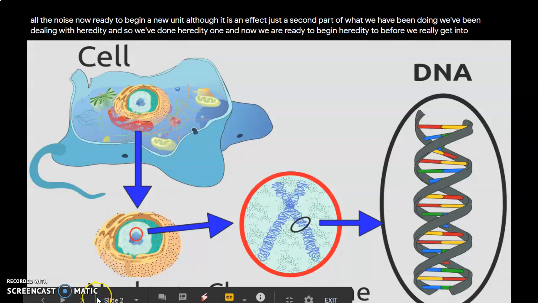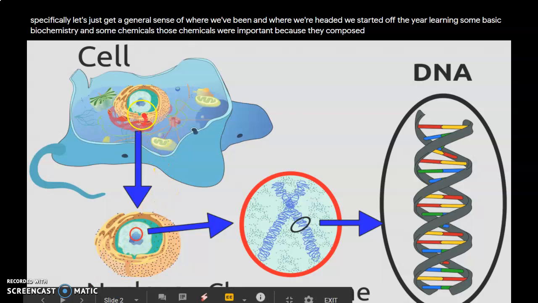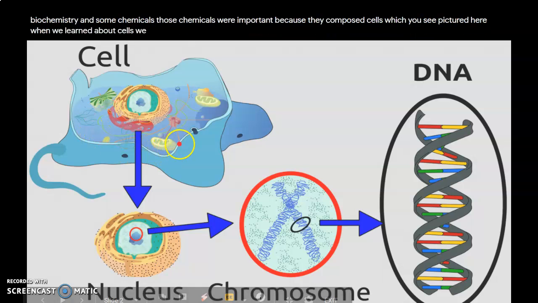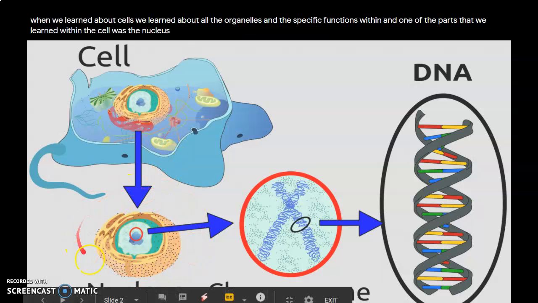Before we really get into anything specifically, let's just get a general sense of where we've been and where we're headed. We started off the year learning some basic biochemistry and some chemicals. Those chemicals were important because they composed cells, which you see pictured here. When we learned about cells, we learned about all the organelles and the specific functions within, and one of the parts that we learned within the cell was the nucleus, pictured here. The reason the nucleus is so important is because it houses our chromosomes, pictured here.